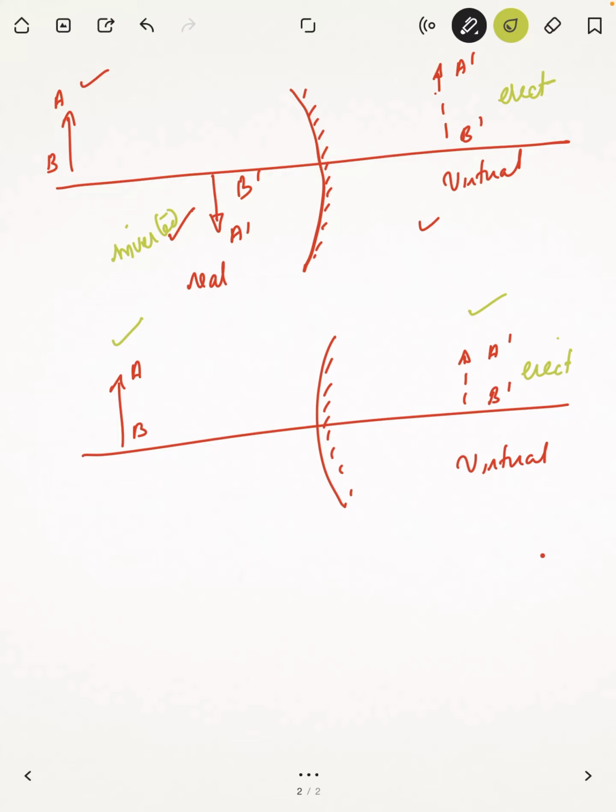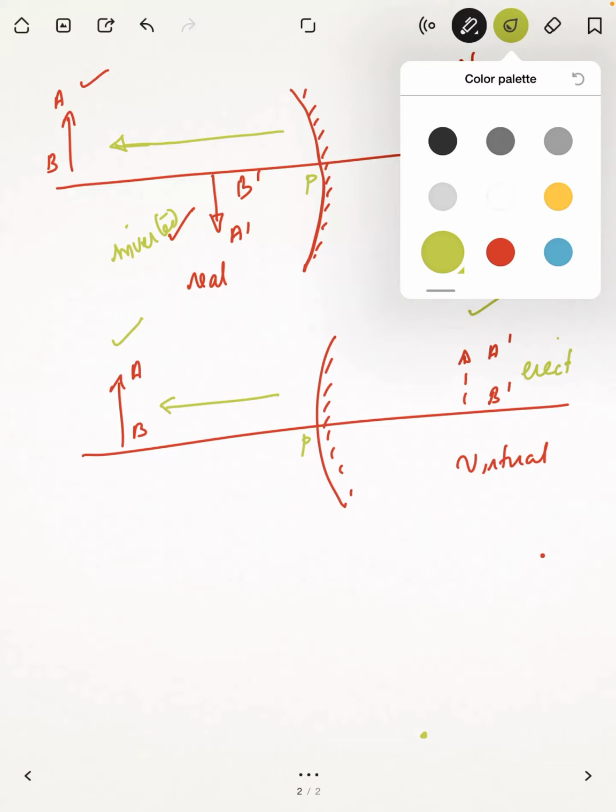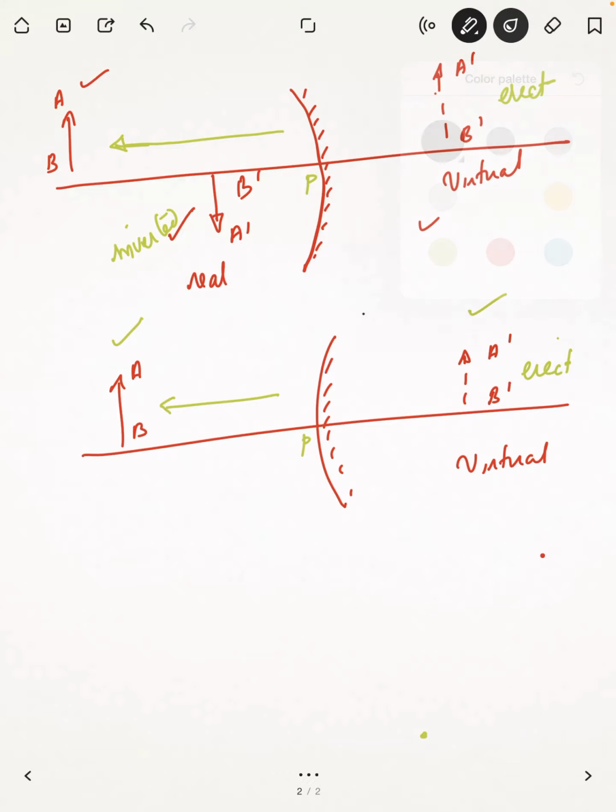So here are two important points for sign convention. So this is the P. If you measure the object distance, it is towards the left side, so that will always be negative. Here also, from the pole, object distances are always negative. And if it is a real image, the real image will be in front of the mirror, so the distance to the real image is negative. And if it is a virtual image, we are measuring the distance toward the right side, so that will be positive.